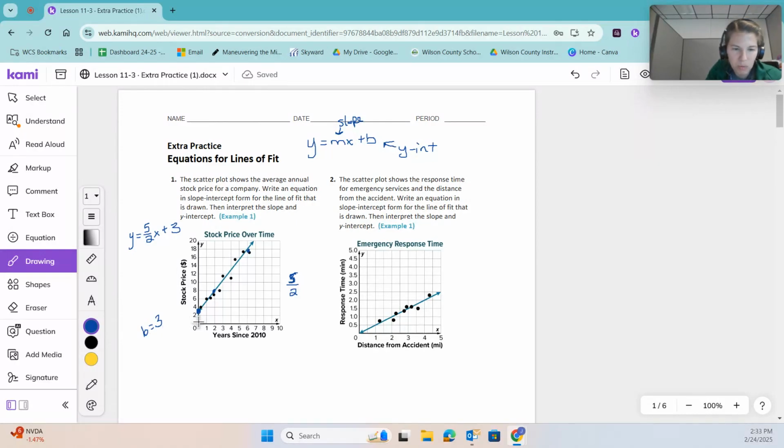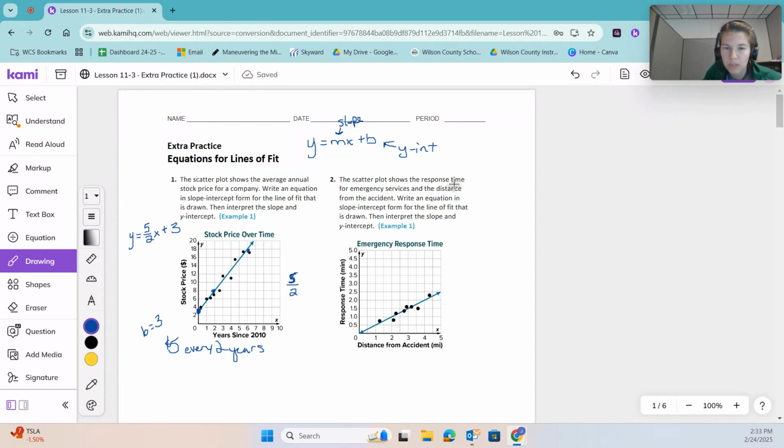Now that y-intercept means that in 2010, because it's years since 2010, so 0 years since, it was $3 per stock. The stock price was $3. Then the slope means that the price of stock increases $5 every 2 years. That slope is an increase of $5 every 2 years, and it is positive because it is increasing.